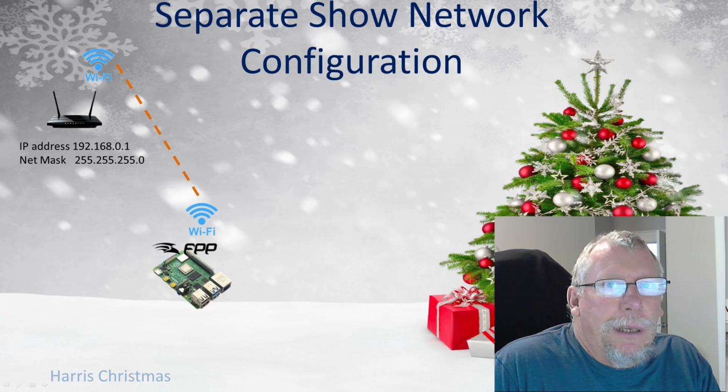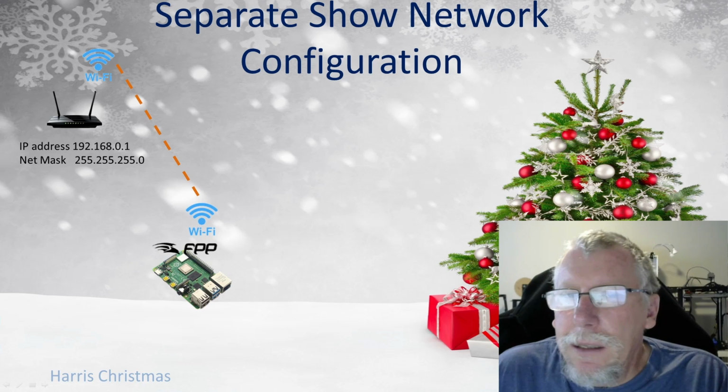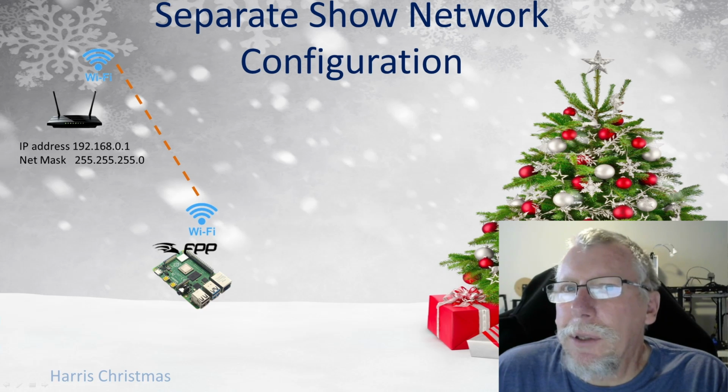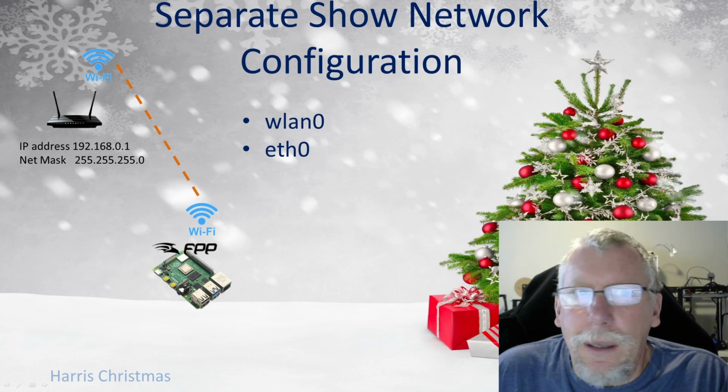Okay, now we're going to get into the configuration part of this. We're going to assume that the home network is the same as in the previous example, so your router's IP address is 192.168.0.1. And this configuration is really very similar to the home network configuration. We just need to create the bridge to get to the additional network. We'll start with the FPP that provides the bridge to the separate network. On that, the WLAN 0 will need to be configured to communicate with the home network. The ETH0 will need to be on a different network.